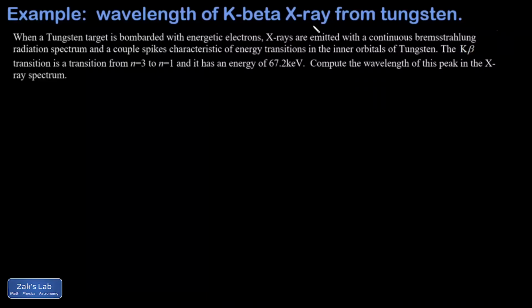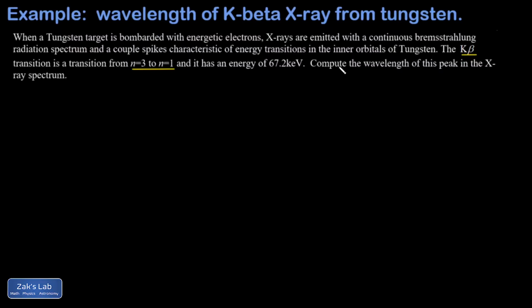In this video, we're just taking a quick look at a characteristic X-ray that's produced by tungsten when it's bombarded with energetic electrons. So we're not getting into the details of X-ray production here, but this is called the K-beta transition. It's a transition from the n=3 to n=1 energy state, so these are inner orbitals of the very large tungsten atom.